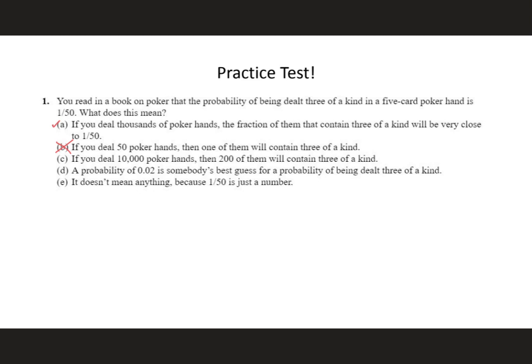If you deal 10,000 poker hands, then 200 of them will contain 3 of a kind. Again, even though that is 1 out of 50, we never are looking at exact numbers. A probability of 0.02 is somebody's best guess for the probability of being dealt 3 of a kind. That's not true for this one. And then lastly, it doesn't mean anything because 1 out of 50 is just a number. Well, it is a number, but that number does have meaning. So it looks like A is the one that is correct.